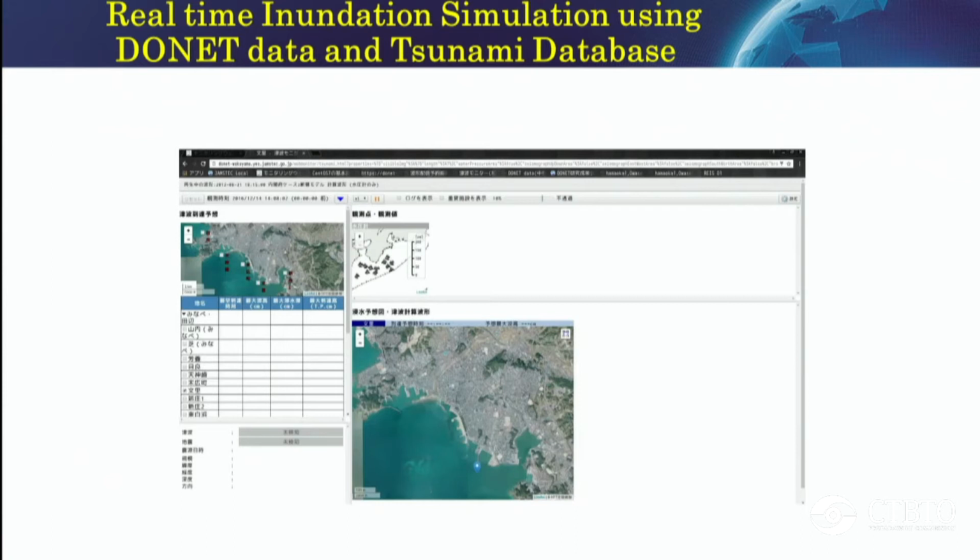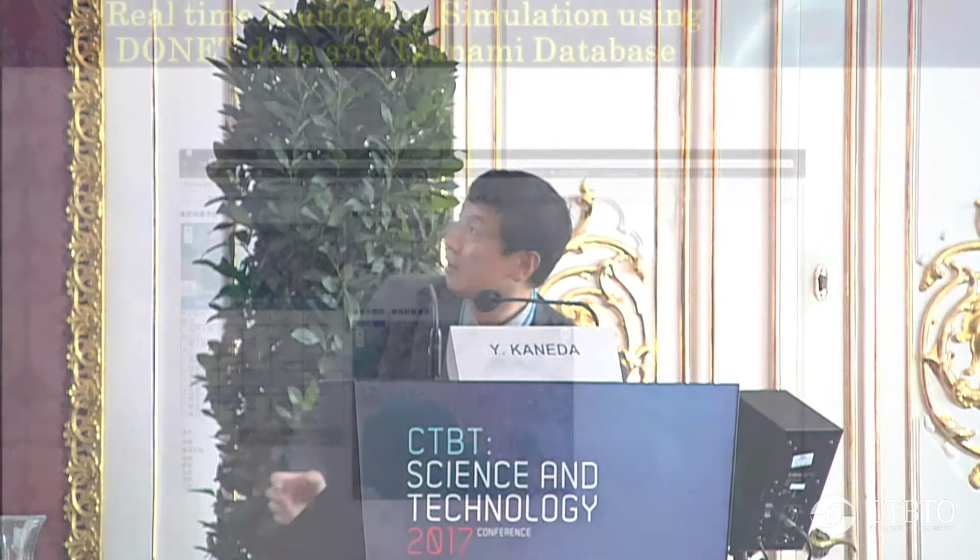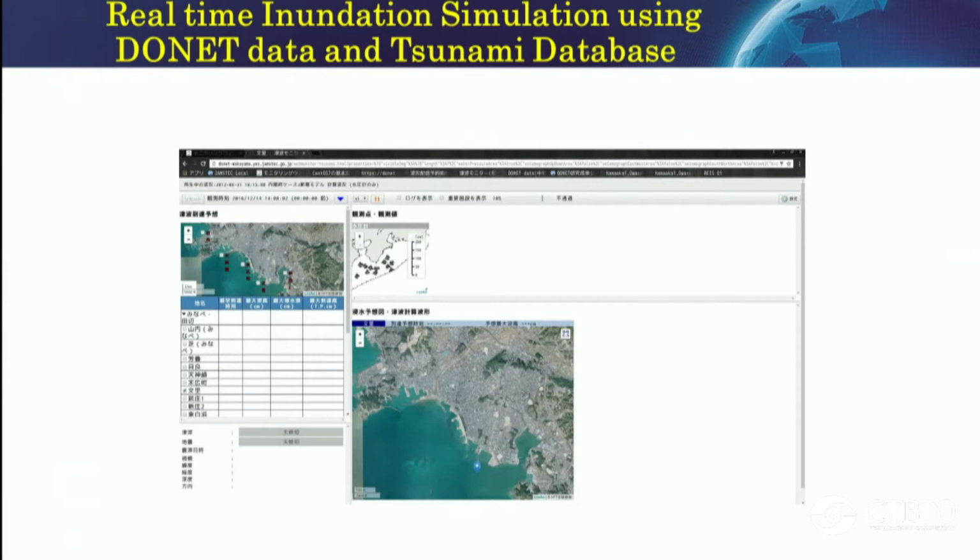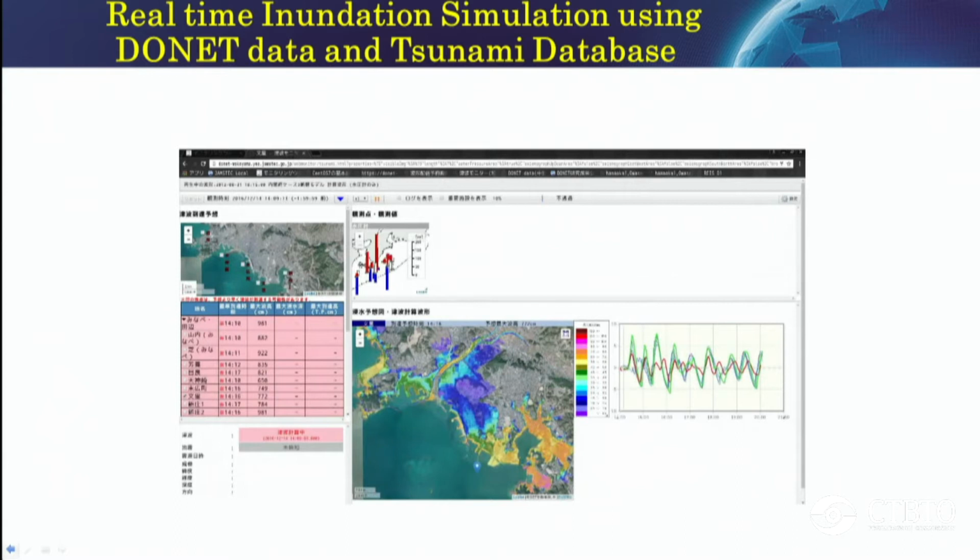I would like to show the importance of the DoNet real-time monitoring system combined with simulation research. This is a real-time inundation simulation using the DoNet tsunami database. This is just a simulation. If the DoNet sensor detects the earthquake, especially the tsunamis, we have already prepared the tsunami database, and comparing the real-time record with the tsunami database, we can predict the tsunami inundation just before the tsunami arrival. Yes, this is very important information on how to rescue, how to escape from the tsunami. So this is very important information using the DoNet real-time data and advanced simulation research.